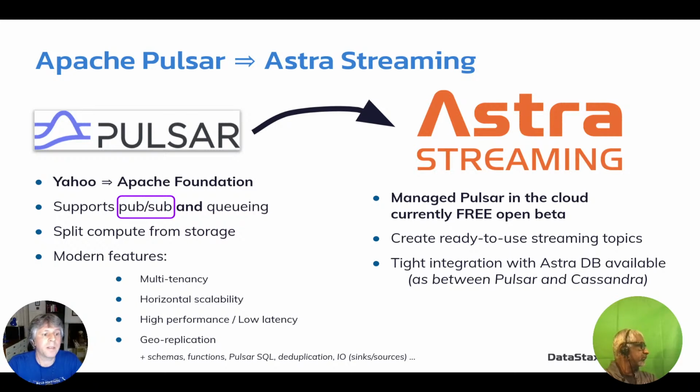So first, let me tell you quickly what Apache Pulsar is. It is a messaging system that was one of the most recent ones, born at Yahoo and then moved to be a top project in the Apache Foundation. It is a messaging system supporting the two main delivery patterns, so PubSub and shared queue pattern. One of the key ideas behind Pulsar is to split compute and storage.